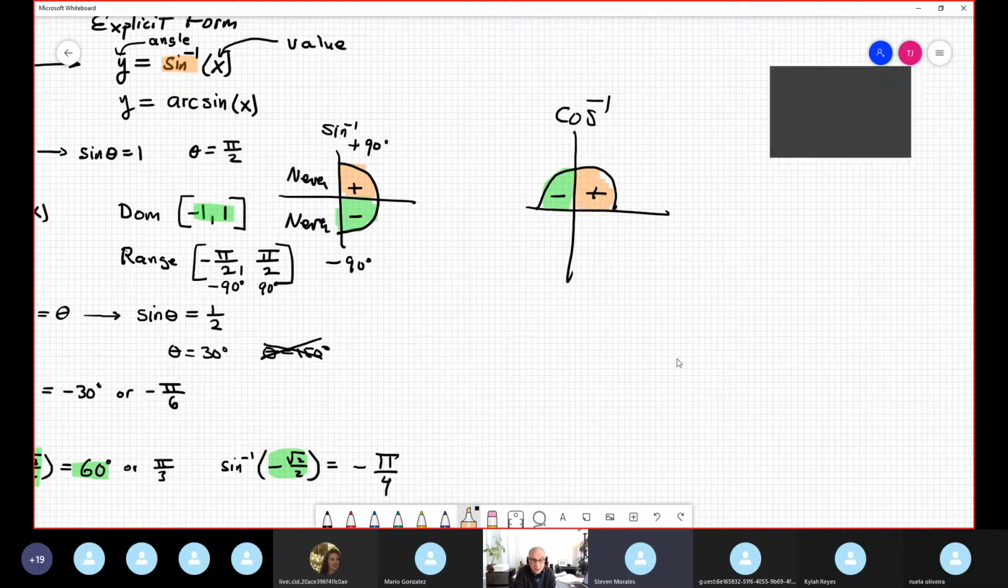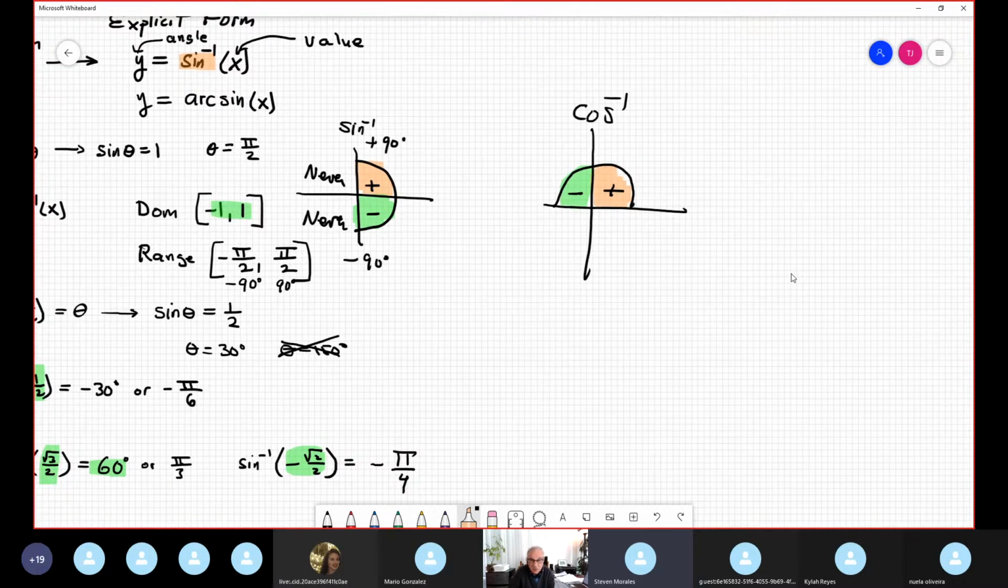Okay, so, okay, this is confusing. So never here, and never here. Only first quadrant or second quadrant. Suppose cosine inverse of 1/2.